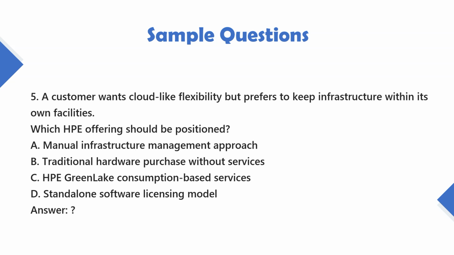5. A customer wants cloud-like flexibility but prefers to keep infrastructure within its own facilities. Which HPE offering should be positioned? A. Manual infrastructure management approach. B. Traditional hardware purchase without services. C. HPE GreenLake consumption-based services. D. Standalone software licensing model.